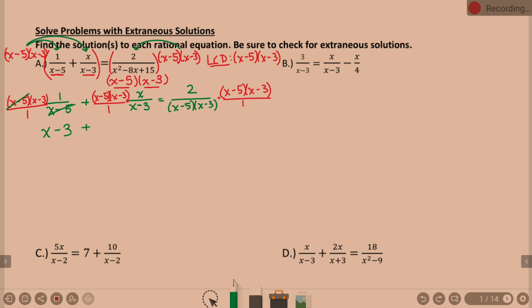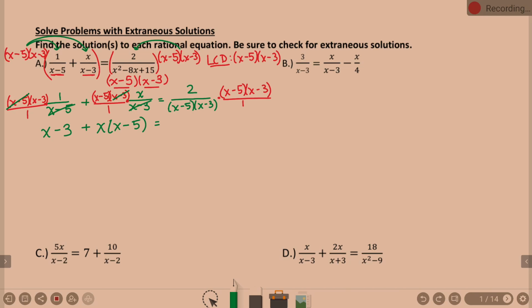Plus, okay, next set. x minus 5 times x minus 3 times x over x minus 3. What cancels? One x minus 3 cancels with one x minus 3, leaving me with the x minus 5 and an x. So for the moment, I'm going to write this as x times x minus 5.